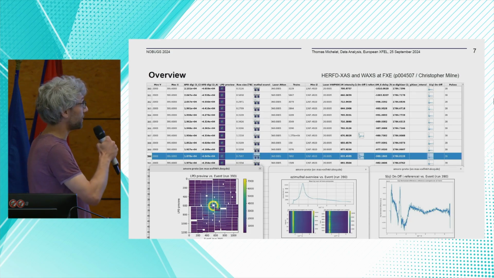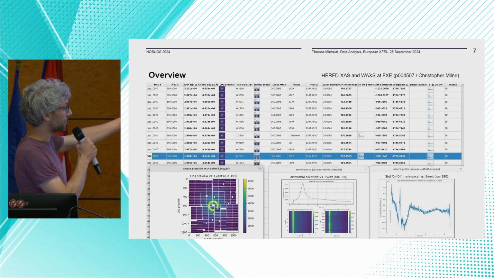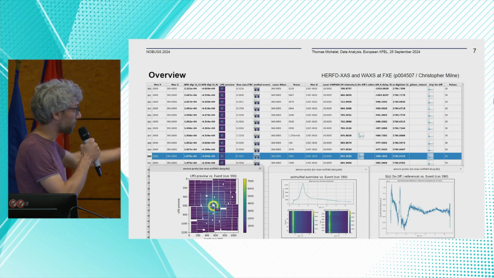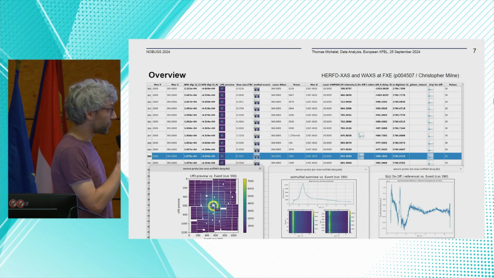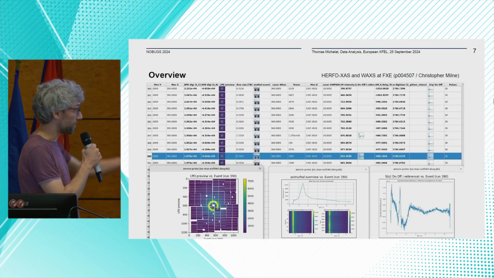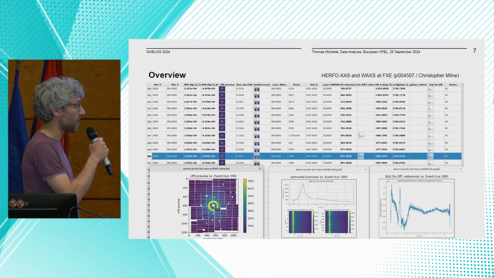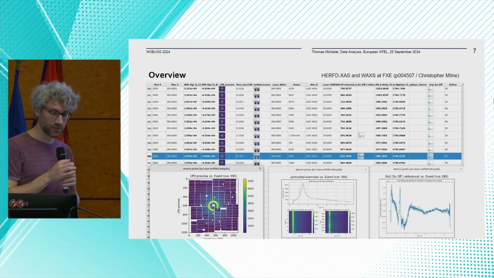Another example here is for an XAS experiment. You can see a preview of the detector data, which is the average of every frame in a run, computing azimuthal integration over all of the frames in that run, in that case about 8,000, and then the final result, which is the average difference between pump and probe signal for this run.